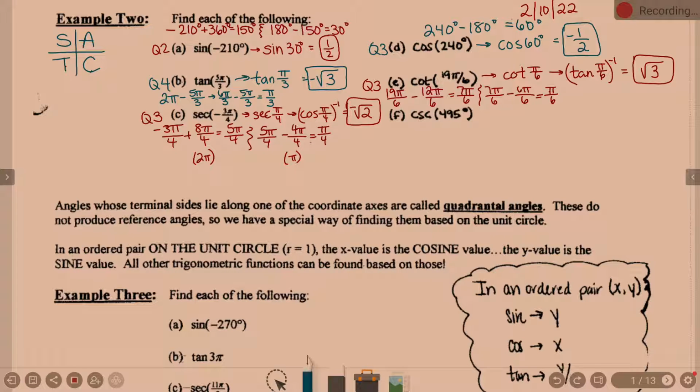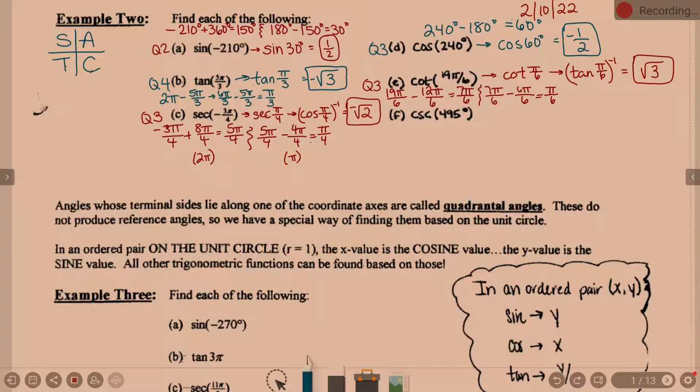Okay, F. Cosecant of 495 degrees. What do you think when you see 495? I voiced my opinion on the one above it earlier. 495 is too big. I don't know where 495 is off the top of my head. I have to really think on that.